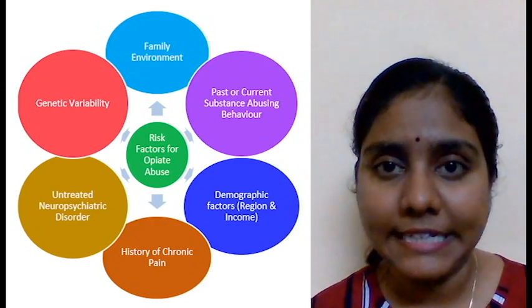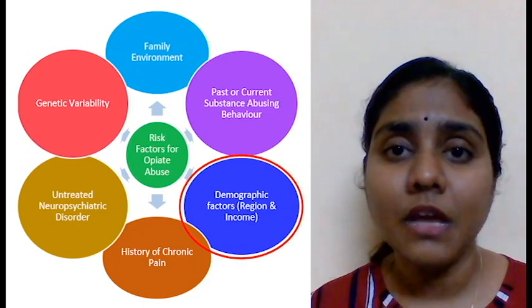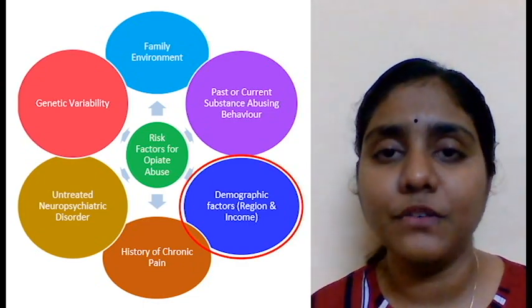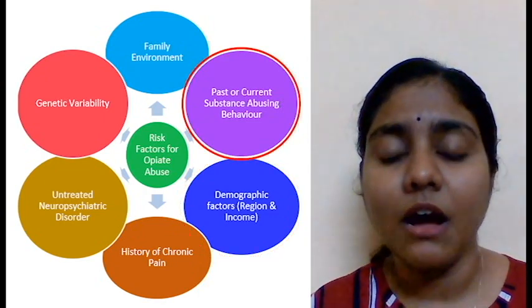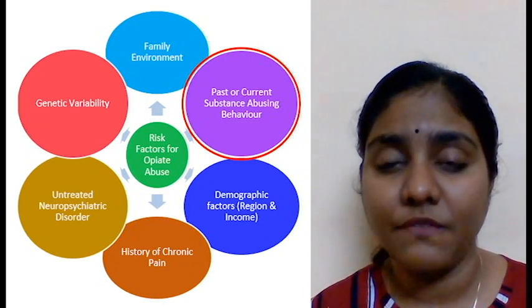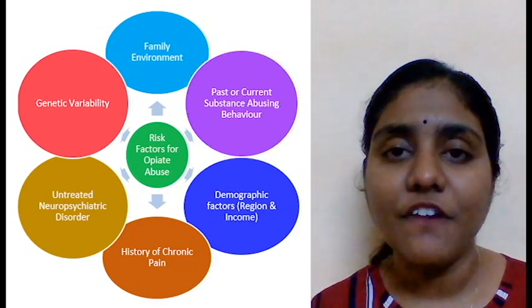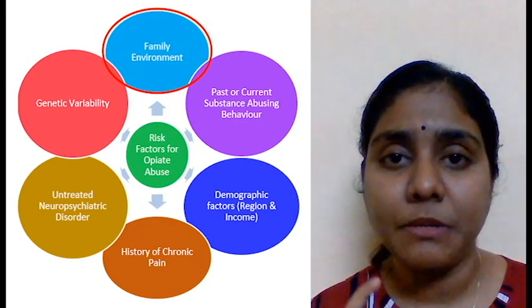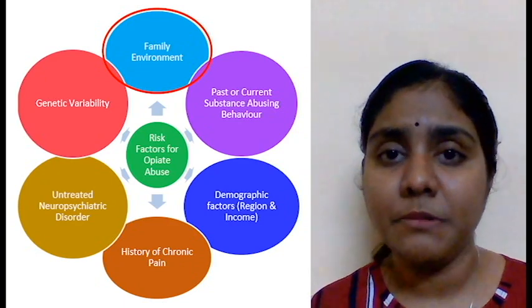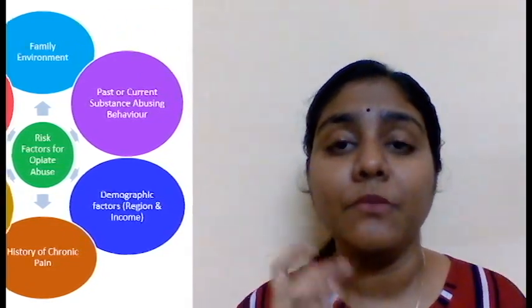Studies have also indicated a relatively high incidence of opiate abuse among minority ethnic groups with low income and those who live in remote areas. Next, if a person had substance abusing behavior in the past or is currently engaging in substance abusing behavior, the chances for him to become opiate dependent are also very high. Finally, family environment contributes to opiate abuse. For example, if a person has a family member who abuses drugs or has a normalized attitude towards drugs, the chances for the person to become opiate dependent or drug dependent are also very high.